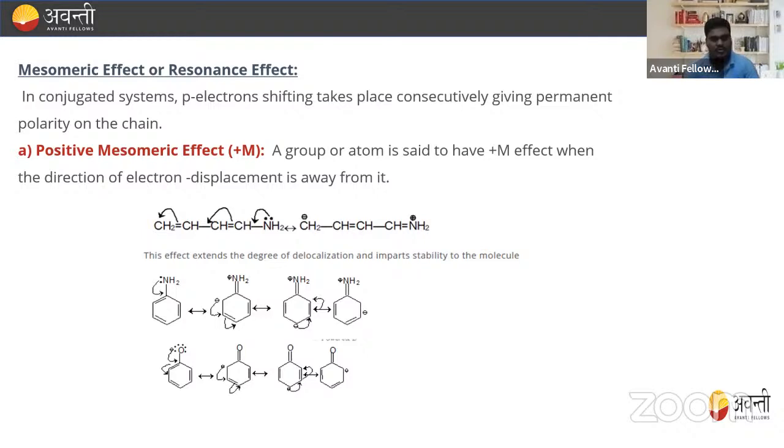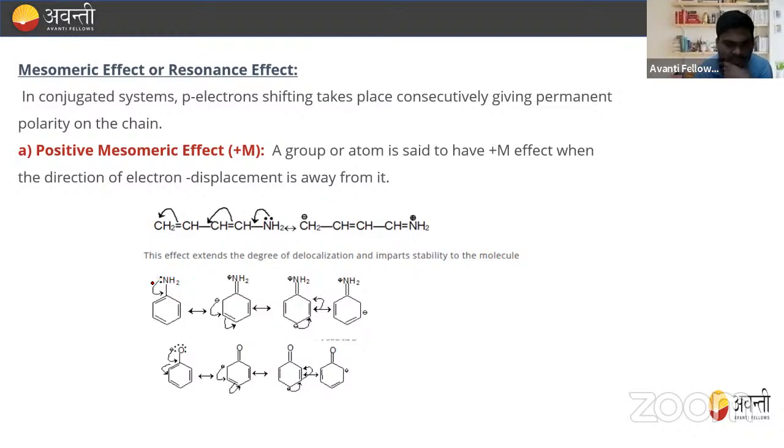Now, what is positive mesomeric effect? Positive mesomeric effect means plus M effect. A group or atom is said to have a plus M effect when the direction of the electron displacement is away from it. So if the direction of electron displacement is away from it, then it is said to be a positive M effect, right? For example, here we can say that this will show positive M effect.